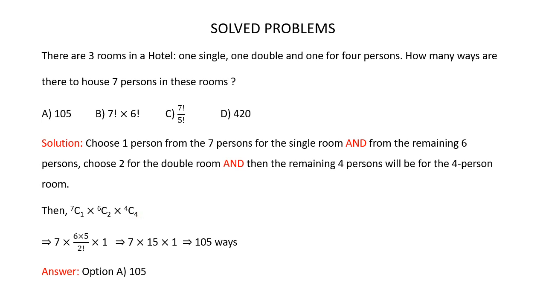Now 7C1 is nothing but 7. 6C2 can be written as 6 multiplied by 5 divided by 2 factorial. 4C4 is nothing but 1. Now on solving this, we get 7 multiplied by 15 multiplied by 1, which is 105. So there are 105 ways to house 7 persons in the 3 rooms in the hotel. So the correct answer is option A, 105.